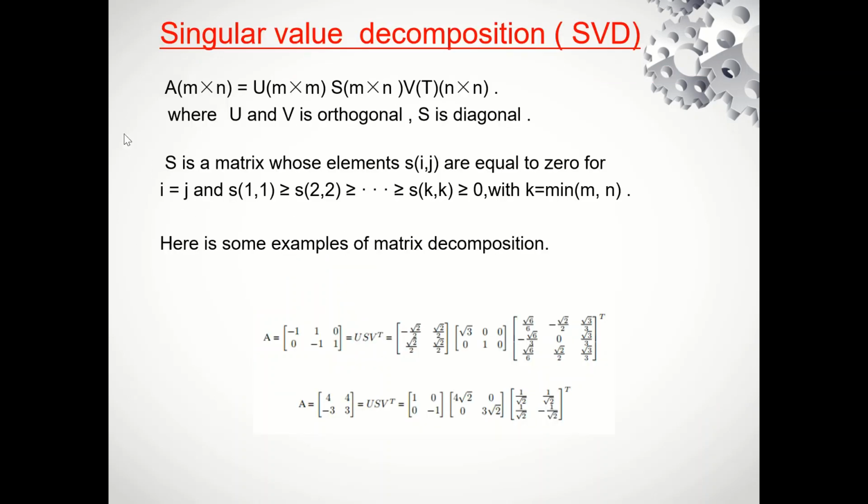Now, we will consider one of the methods, singular value decomposition, SVD, that consists of writing a matrix A of m cross n as the product of three matrices. Matrix A (m cross n) equals U (m cross m) into S (m cross n) into V transpose (n cross n), where U and V are orthogonal and S is diagonal. Here are some examples of matrix decomposition.